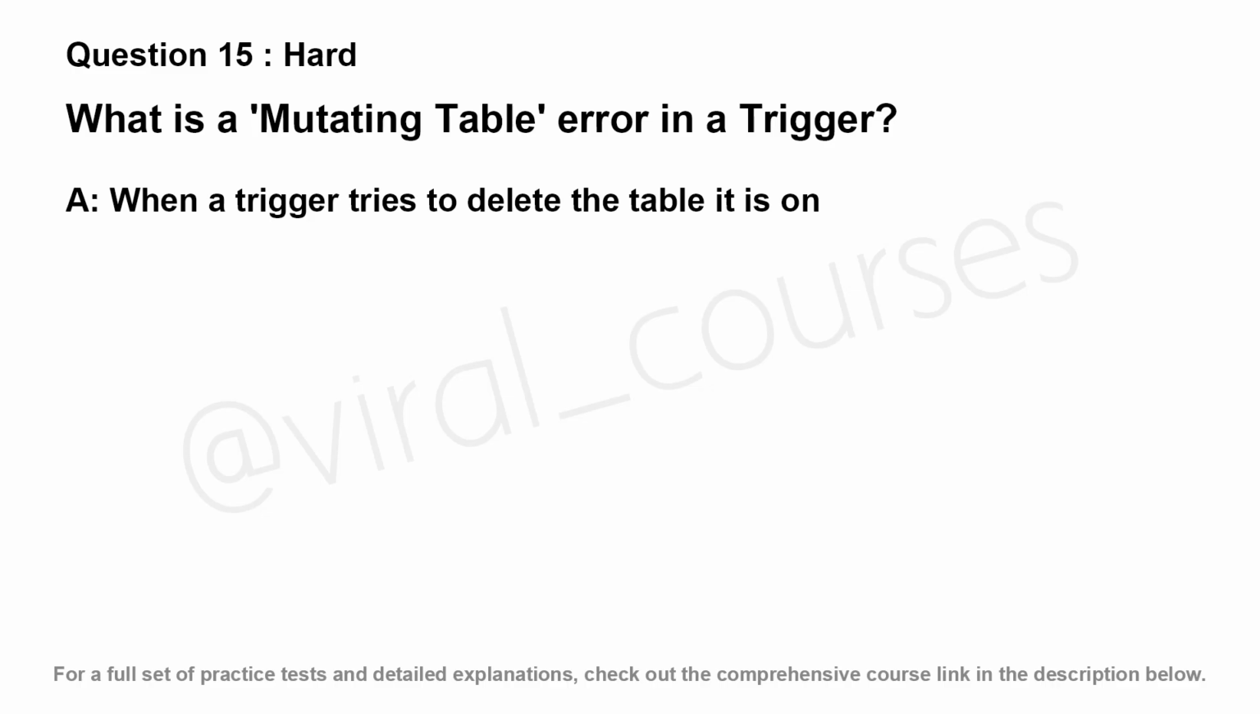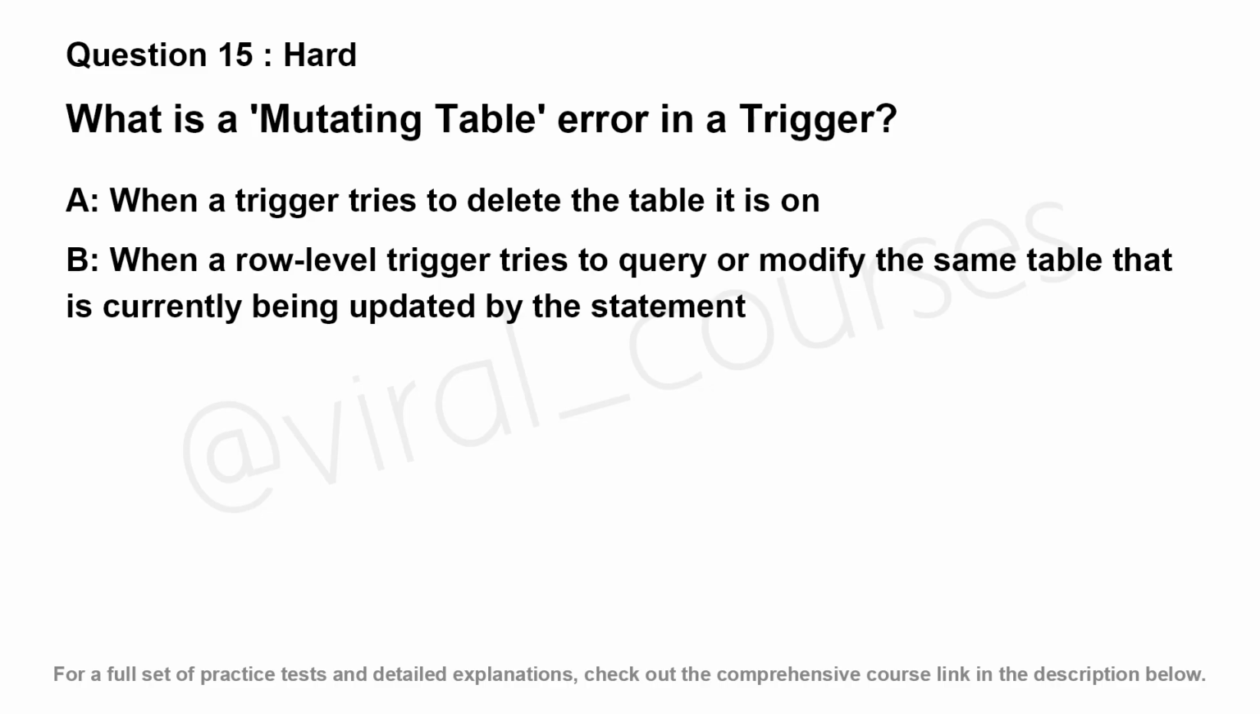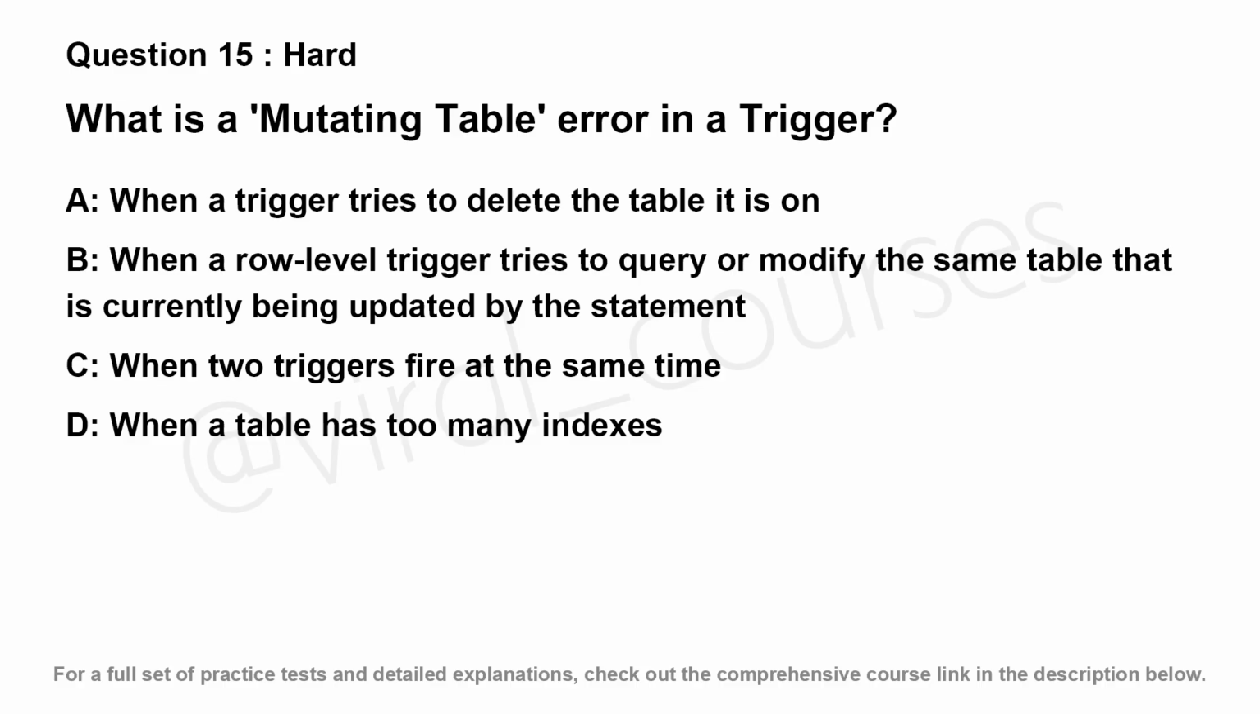What is a mutating table error in a trigger? Option A, when a trigger tries to delete the table it is on. Option B, when a row-level trigger tries to query or modify the same table that is currently being updated by the statement. Option C, when two triggers fire at the same time. Option D, when a table has too many indexes.